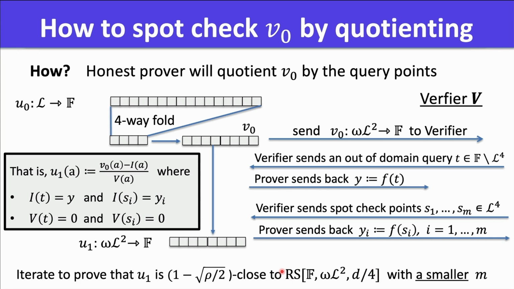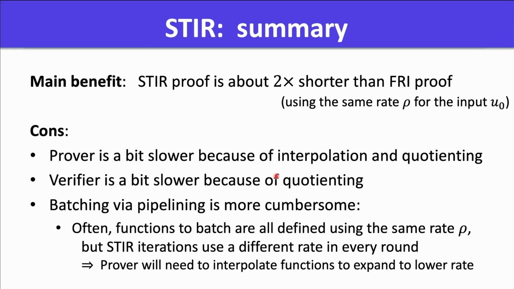And since now the distance from the code is higher, that means we can use a smaller value of m. Yes, so that's the idea behind STEER. For a malicious prover, the malicious word gets further and further away from the code from round to round. That allows us to use a smaller number of spot checks for each round, and that overall shrinks the size of the proof. It turns out STEER will shrink the size of the proof by about a factor of 2 compared to the corresponding FRI proof.